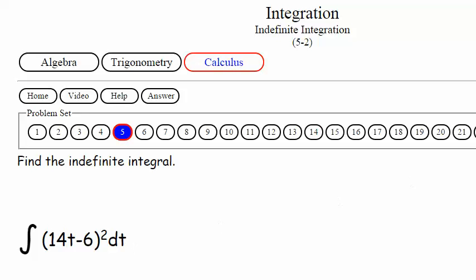So let's get that one written down. (14t minus 6) quantity squared dt. Okay. Let's go over to the whiteboard. Alright, so we have the integral of (14t minus 6) squared dt.